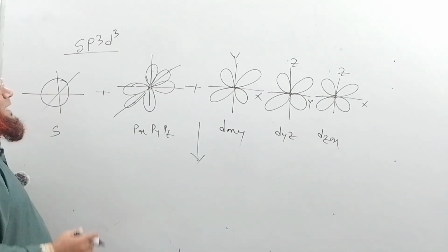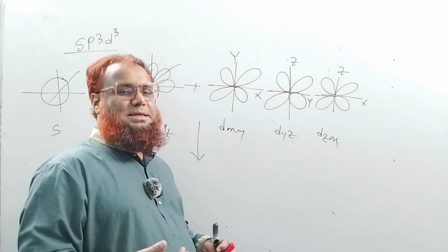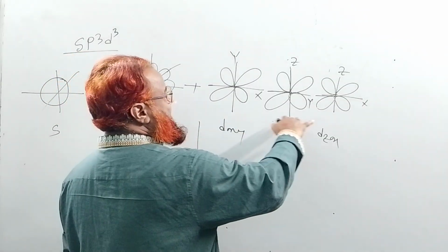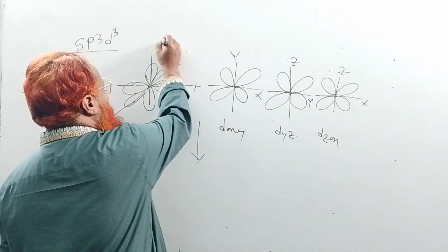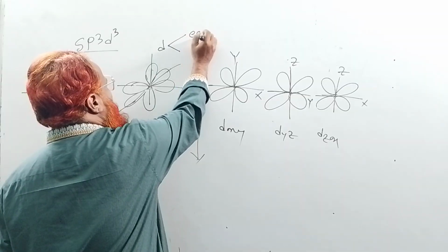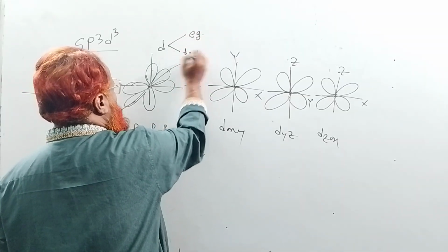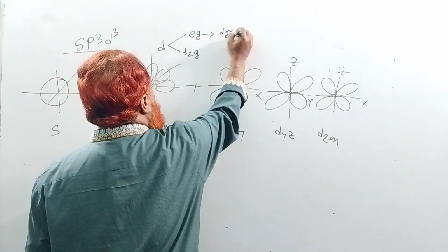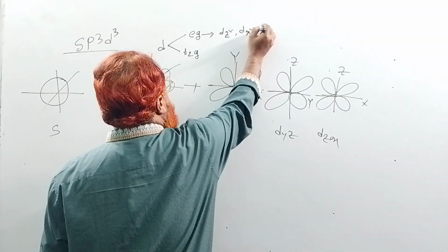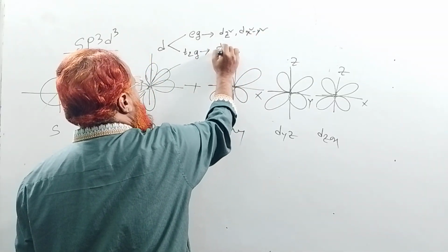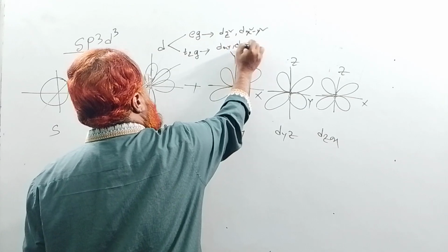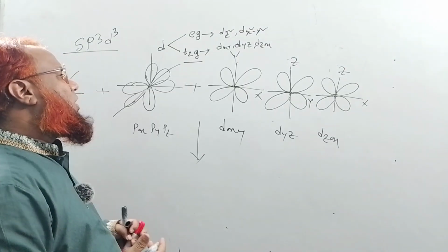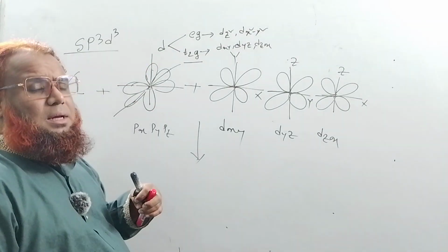Okay. Actually, d orbitals are of two types: one is the EG set orbitals and the other is the T2G set orbitals. EG orbitals are dz square and dx square minus y square, and here dxy, dyz, dzx are the T2G orbitals.